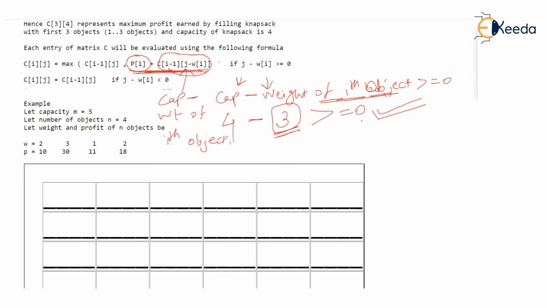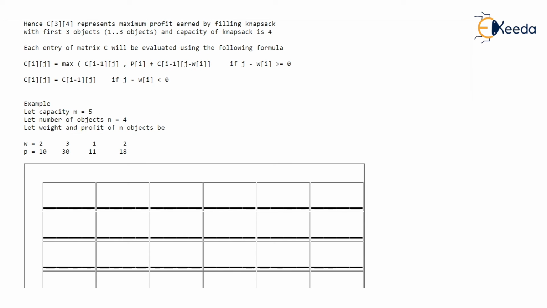This is one possibility I am saying. That is, you will be adding the ith object. If you add the ith object, you will get this profit. But what if you don't add the ith object? I mean, I know that you can add the ith object, definitely. But what if you don't add it? You will still get the profit due to i minus 1 objects, isn't it? And the capacity is j. Whatever is the maximum between these two entries is taken as the best entry or the maximum profit for Cij.